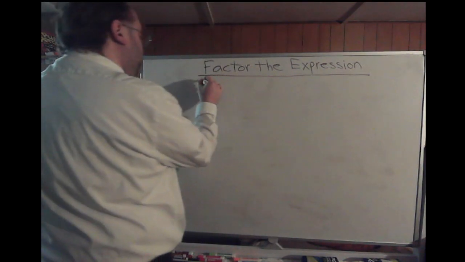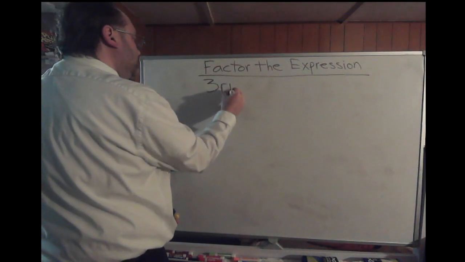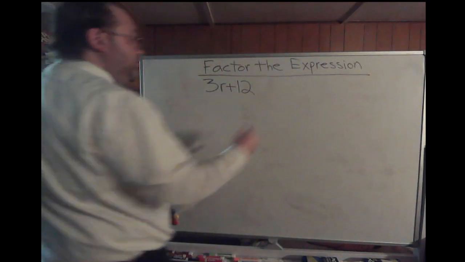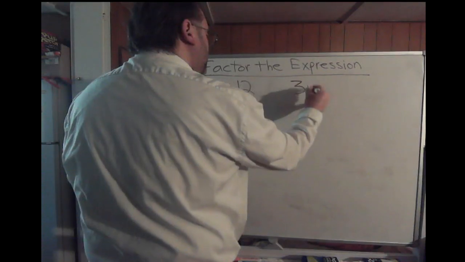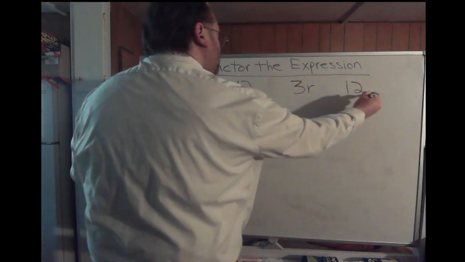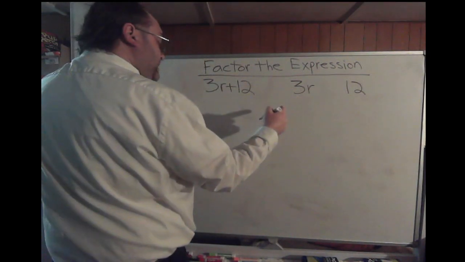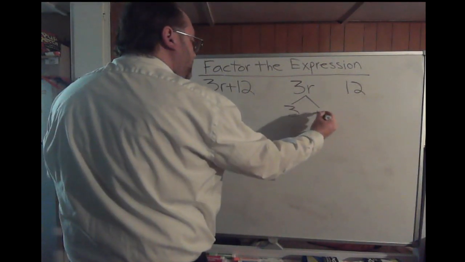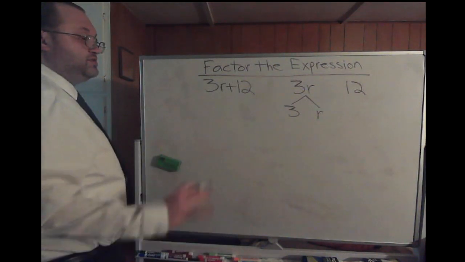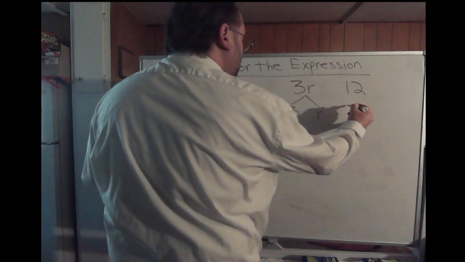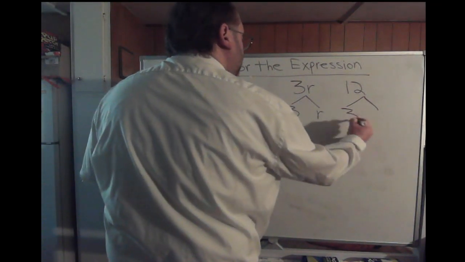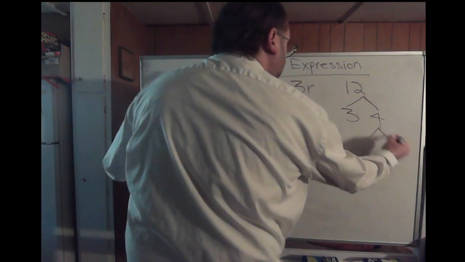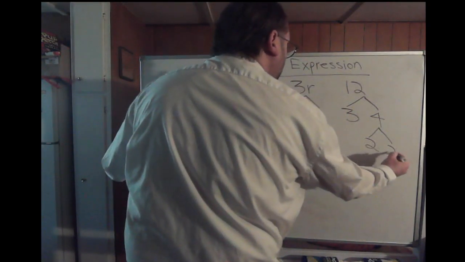Here's one like it. We have 3r plus 12. So you got 3r plus 12. Well, let's go over to the side, do our prime factorizations. Let's factor each one. So 3 times r would break down into 3 and r. And we factored that completely already. There's nothing we can do further with 3r. 12, you have 3 and 4. 3 times 4. 3 factors no further, but 4 certainly does, into 2 and 2.